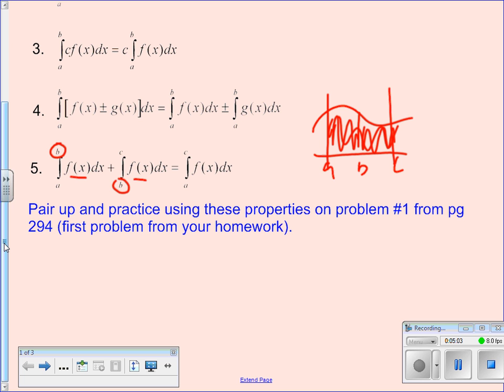Okay? Basic properties of integration. Most of them are fairly simple.